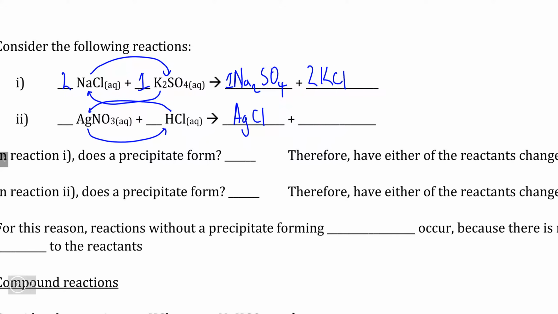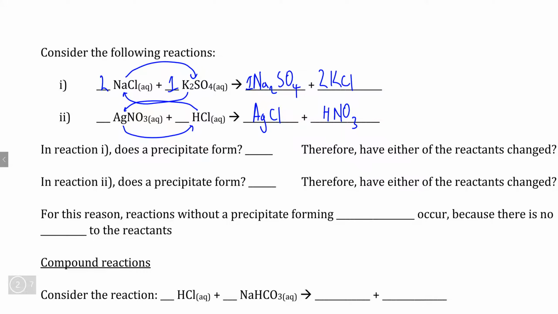And the hydrogen switches with silver in order to produce HNO3, nitric acid. So, if we wanted to determine which compounds will form a precipitate, we can go back to our solubility table and check. Remember that it's always best to start by looking at the anion because of how the table is organized. So the compounds that we're looking for are silver chloride, nitric acid, sodium sulfate, and potassium chloride.